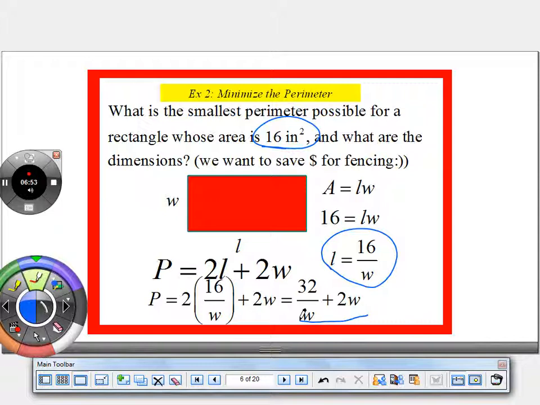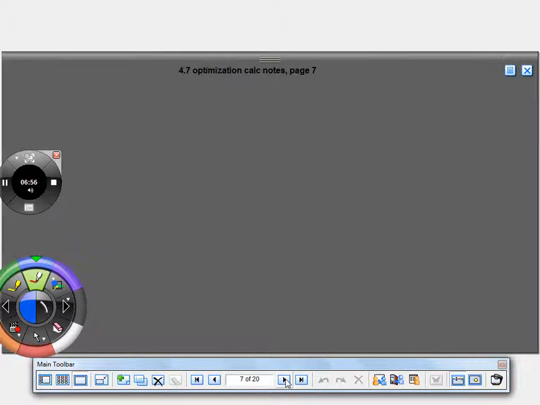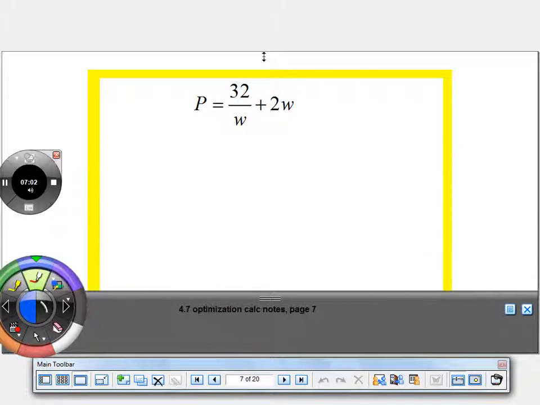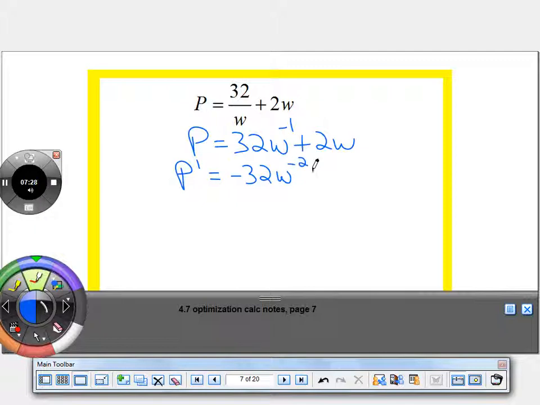So I'm going to go to the next slide with that because that's the function that we would actually want to minimize. So we would take this function, and I'll need to show some work here. So I would want to find the critical numbers. So I probably will set this up so it's a little bit better to apply the power rule. So P equals 32W to the -1 would be better. And then let's find the derivative. P prime equals -32W to the -2 plus 2. And then let's set this equal to 0.